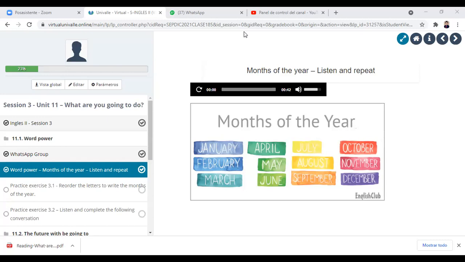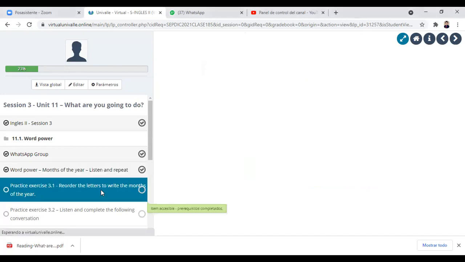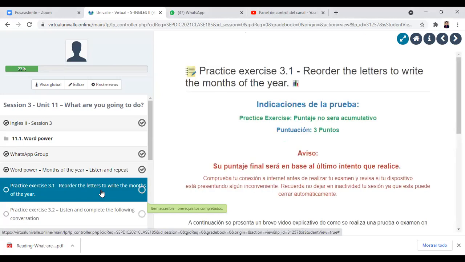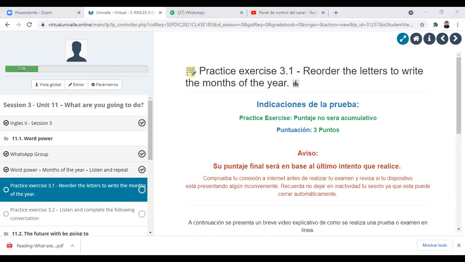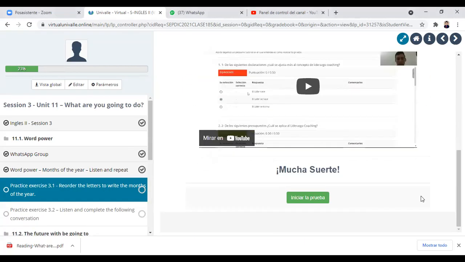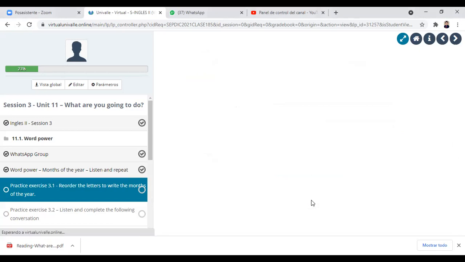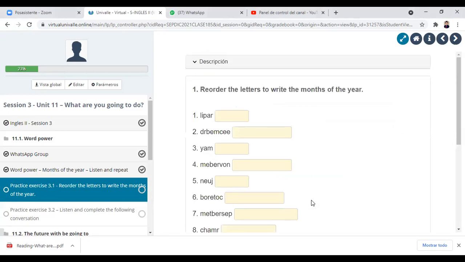Good afternoon. So in this session, guys, to reinforce the content we're focused on, we're going to have a practice exercise. It means that you're going to reorder the letters to write the months of the year. This is very easy for you to make, so it is a practical exercise to make an easy task.